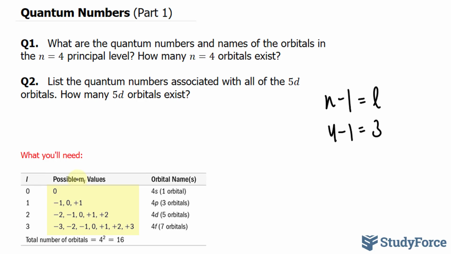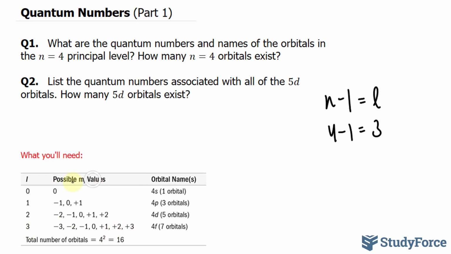So for a given value of L, let's say 0, the possible values of m sub L are the integer values including 0, ranging from negative L to positive L. So for the first one, the only possibility is 0. For the second one, when L is equal to 1, it ranges from negative 1 to positive 1, and the same pattern applies to 2 and 3.